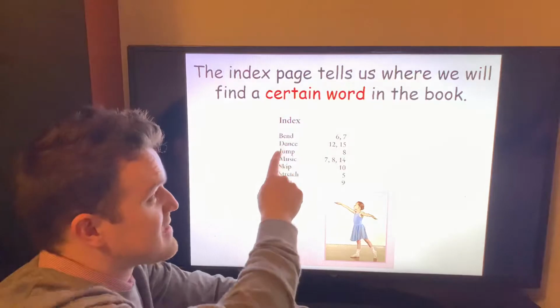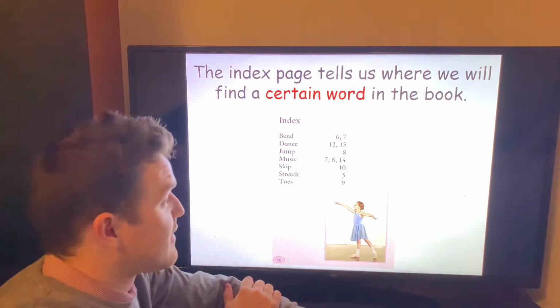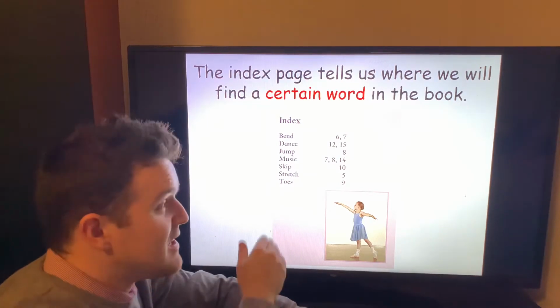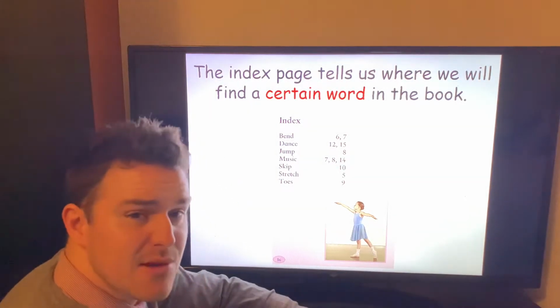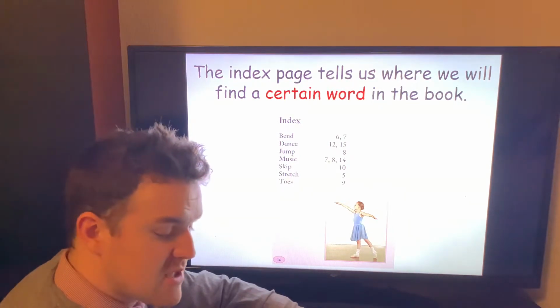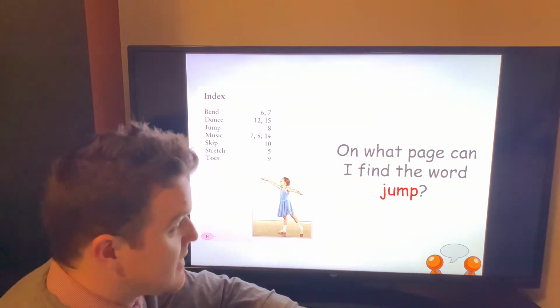So bend is the first one because B is near the start of the alphabet, but we have toes at the end because T is near the end of the alphabet, so it makes it a little bit easier for you. So we're doing similar to yesterday, but we're using an index today instead of using a contents page like we did yesterday. So let's look at the index.